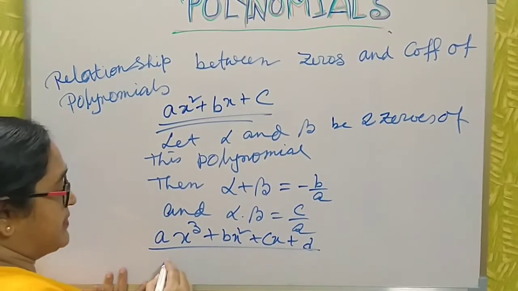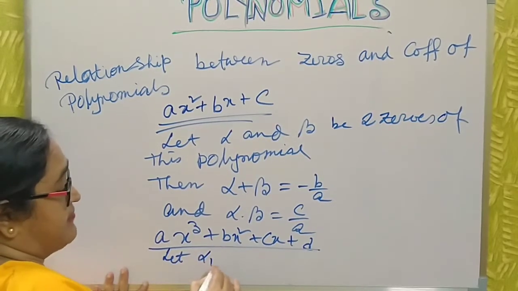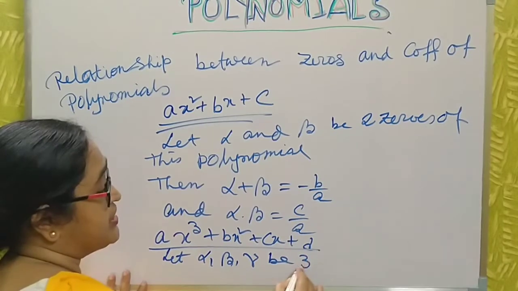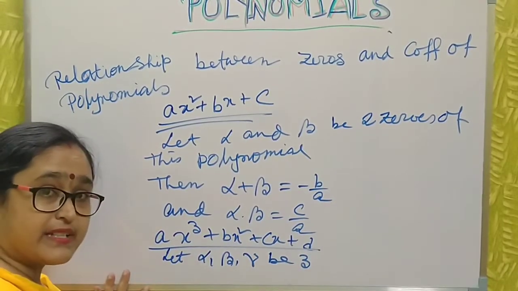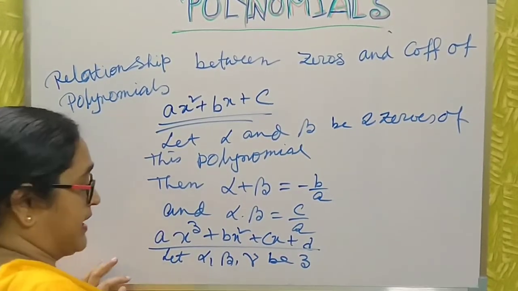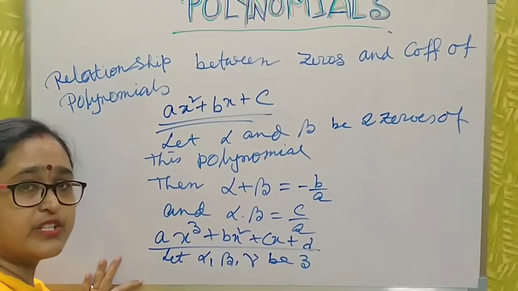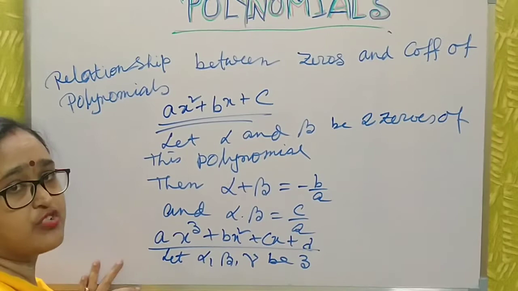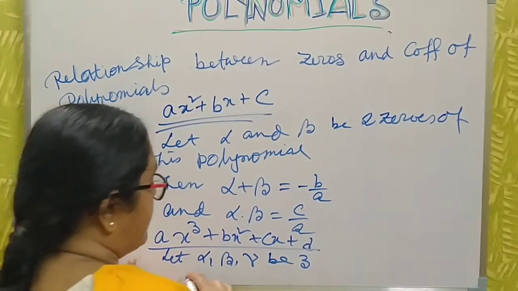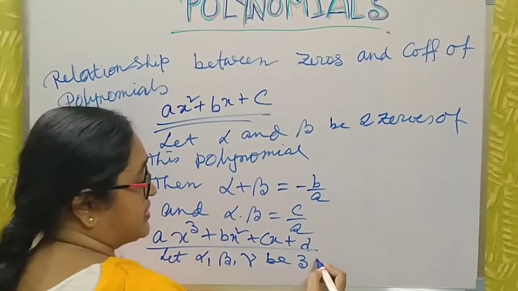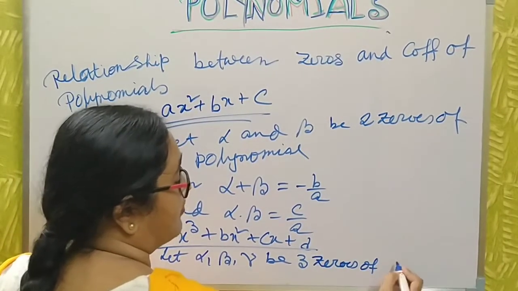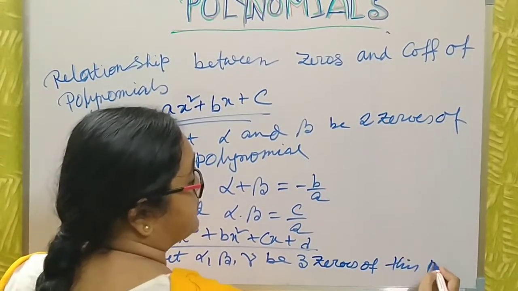Then the relationship between, let alpha, beta, gamma be the zeros. Power is what? The zeros is this. Okay. Power is 3, the zeros are 3. The power is 2, the zeros are 2. The power is 1, the zeros are also 1. Okay. Now let alpha, beta, gamma be 3 zeros of these polynomial.